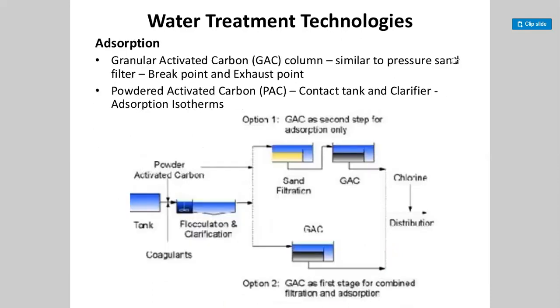Here, water treatment technologies. Already we explained adsorption, granular activated carbon GAC columns, similar to a pressure sand filter, breakpoint, and exhausted point. Powdered activated carbon PAC is a contact tank and clarifier, adsorption isotherms. Here, powdered activated carbon tank, coagulation, percolation and clarification, sand filtration, and GAC, then chlorine and desalination. Here, GAC as a first stage for combined filtration and adsorption.